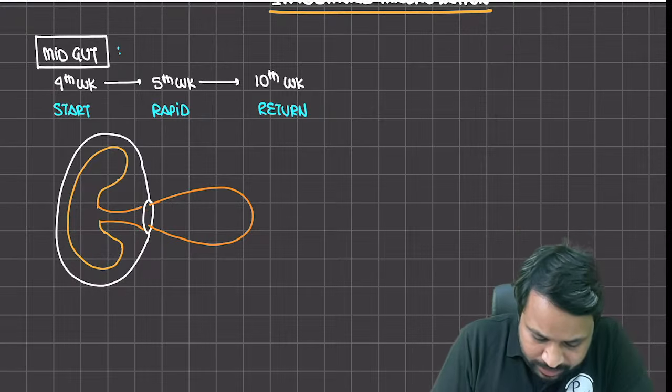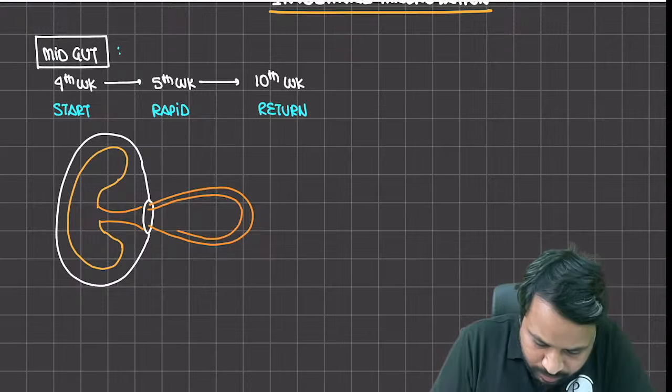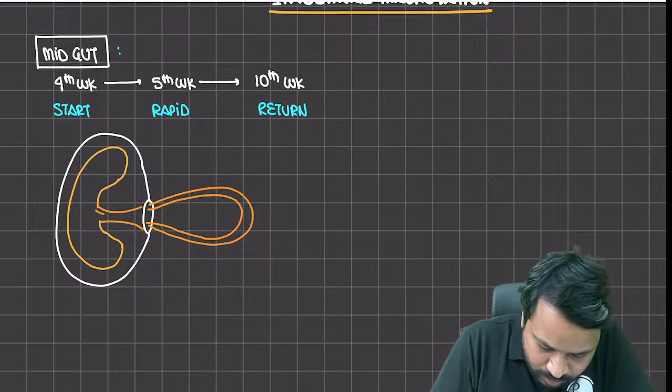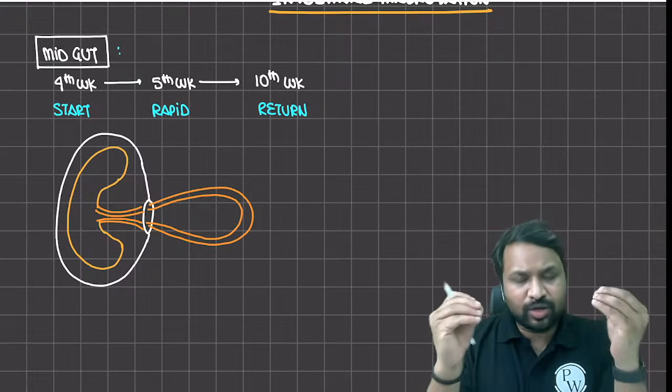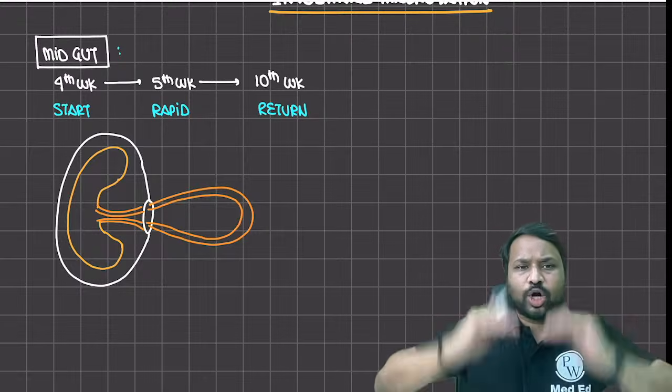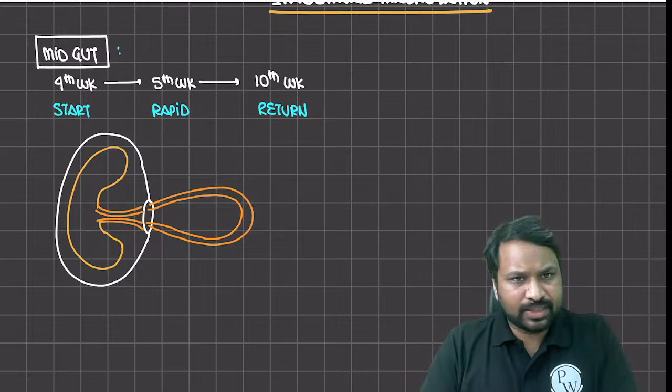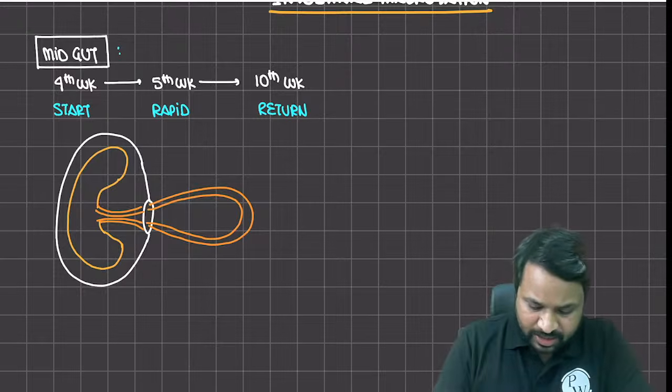Now, when you look at the extracoelomic ends, yesterday also we spoke about it, there are two ends which are going to be present. One is going to be the cranial and the other the caudal end. Cranial is towards the head, caudal is going to be towards the base of it. Everyone knows this, okay?